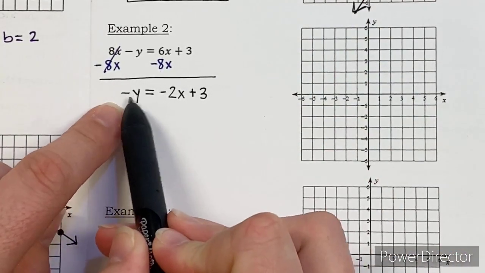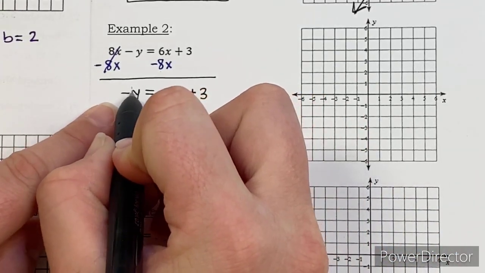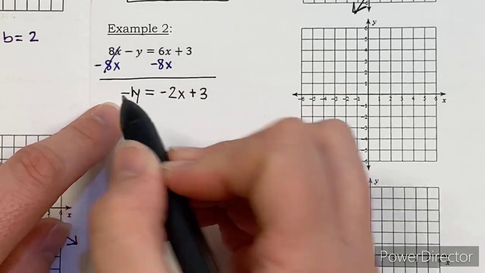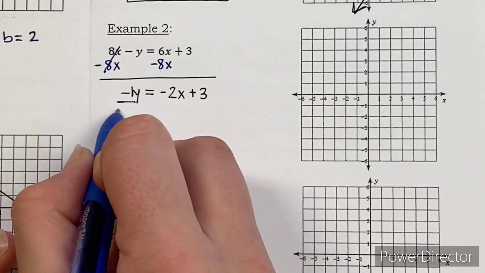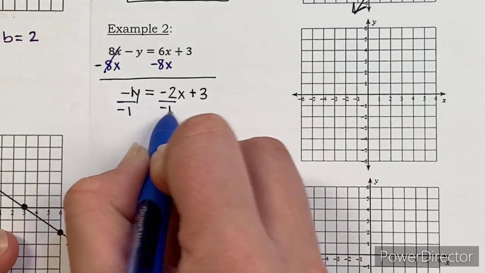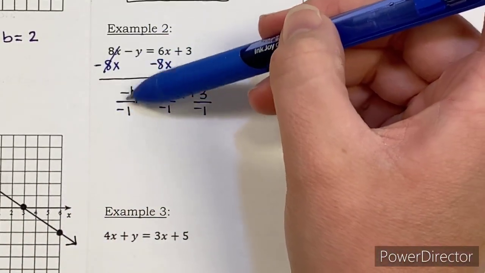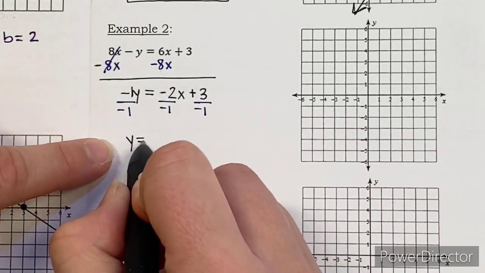The only thing that we have to deal with now is this negative. So I want you to know that there is an understood 1 right there, and we need this 1 to be positive and not negative. So the only way to fix it is just to divide by a -1. When we divide by -1, all it's going to do is flip those signs. So this is going to be a positive y.